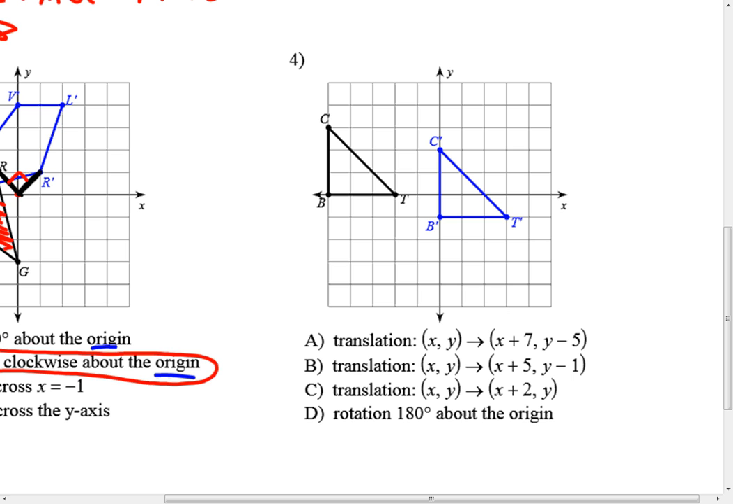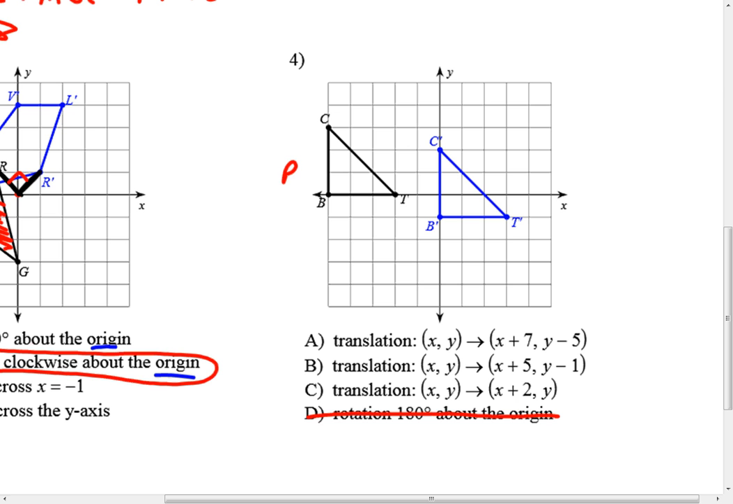Number 4. What can you probably rule out right away? Probably rotation, especially if it's about the origin. If it's around the origin, it should still be the same distance away from the origin. That doesn't make sense.